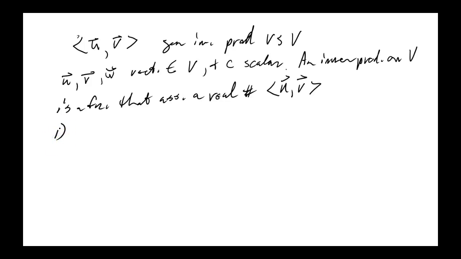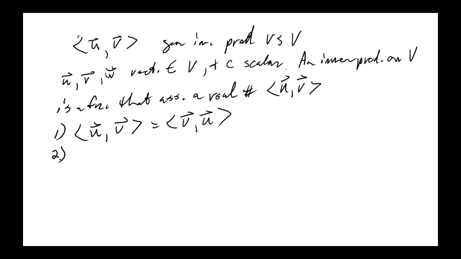First, ⟨u, v⟩ must be commutative, the same as ⟨v, u⟩. We know that's true for dot products, because the dot product has to fit all of these.